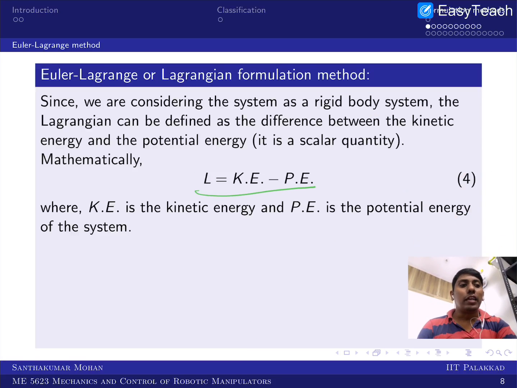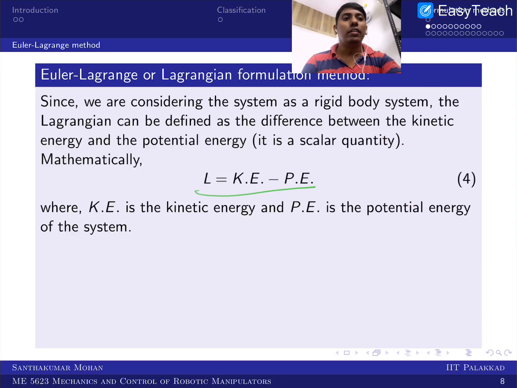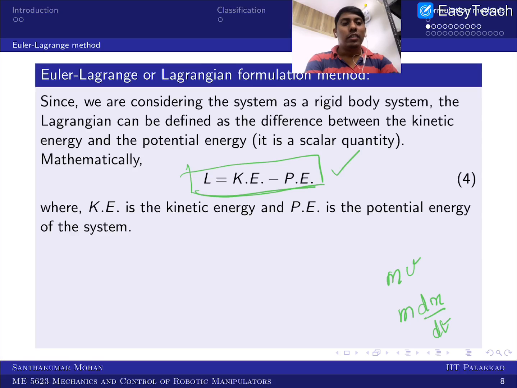Now this Lagrange used this particular scalar quantity that hereafter we are going to call the Lagrangian. Once we have the Lagrangian, we know what momentum is. Momentum is mv, or m into dx by dt, right? Now the time derivative of this would be force, right? So now you can see that this energy is what?